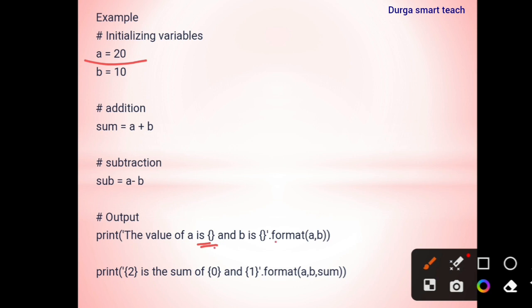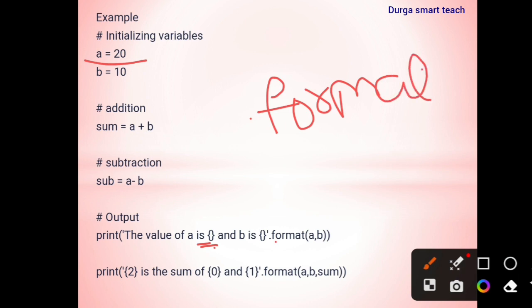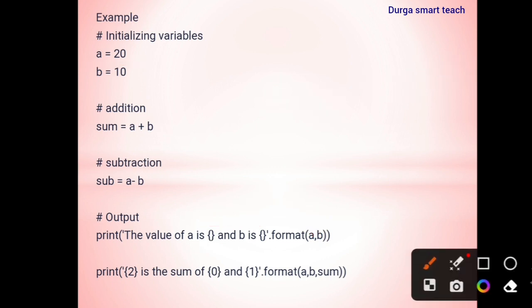Next, the value of b is. Then you need to use the dot format function. So format a comma b. The a value is 20, so 20 will be placed in this place, and the b value is 10, so 10 will be placed in this place. So the output will be displayed like: the value of a is 20 and the value of b is 10. That is the output.